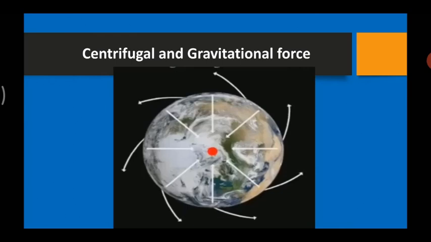If there would be only centrifugal force, then any object on the earth would be thrown into space. However, the gravitational force is working towards the center of the earth at the same time. So, we have the gravitational force also working at the same time, and due to gravitational force, any object on the surface of the earth remains at the place where it exists. Let's move forward.